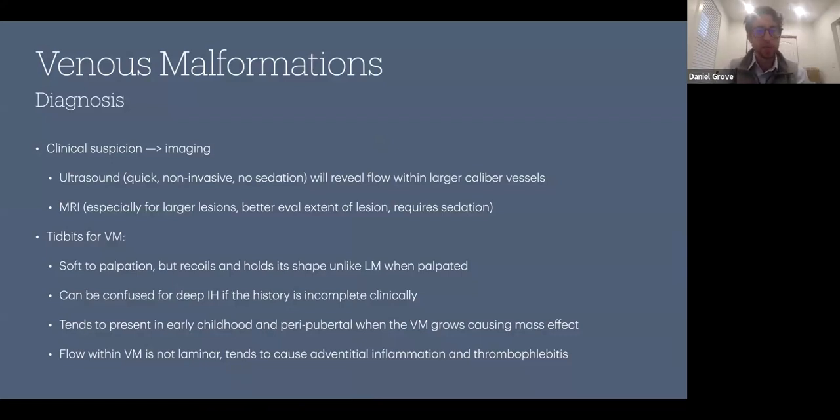Tidbits for venous malformation that we broached already. We talked about clinical exam. We talked about how deeper venous malformations can be confused for deep infantile hemangiomas, especially when presenting in children, and how you'll have to use imaging to delineate the two. And then we also talked about how around the time of puberty, especially in muscle, they can cause a lot of pain, especially in active individuals.